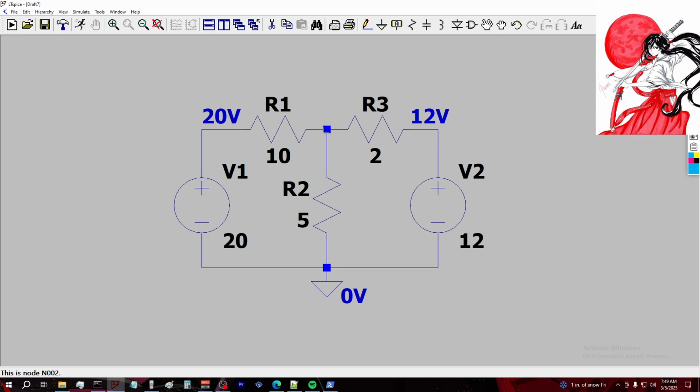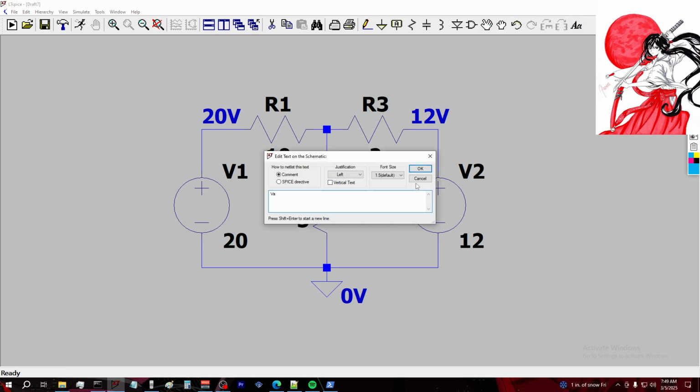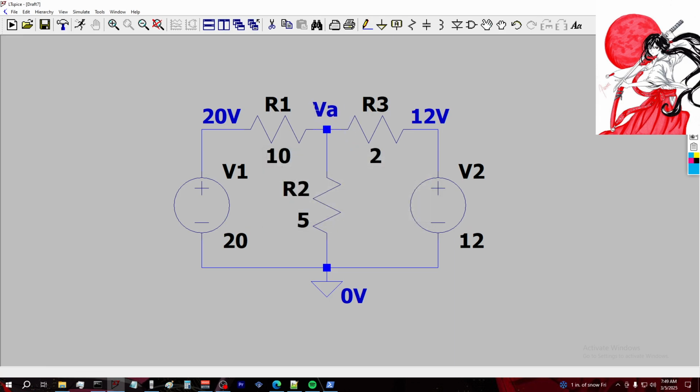And obviously we don't know the voltage difference across this resistor, because we have 0 volts here. We don't know it yet because there has to be a voltage here, and to go through here this has to be 20, and to go through here this has to be 12. But we don't know that voltage difference, right? So we're just going to label this VA. We're going to label our central node here VA.